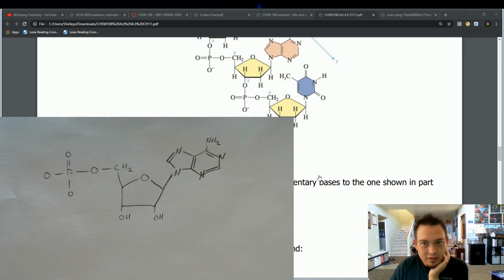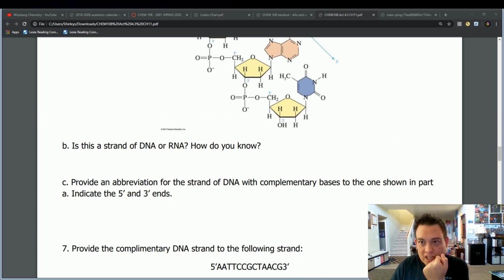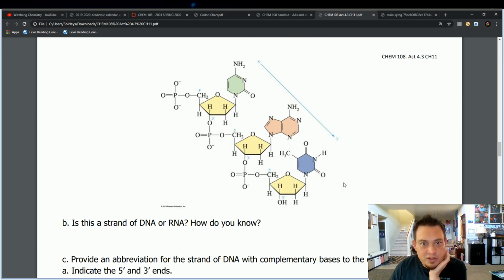Yeah, this picture right here in the handout shows you how the connectivity goes. Like so. Does that make sense? How it's showing the connectivity?